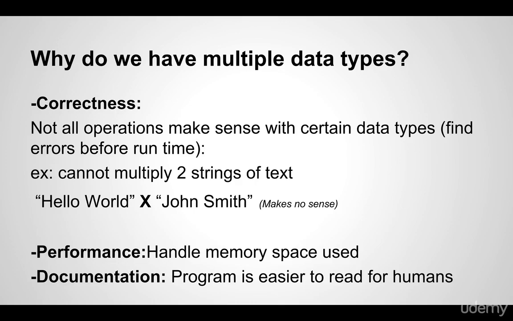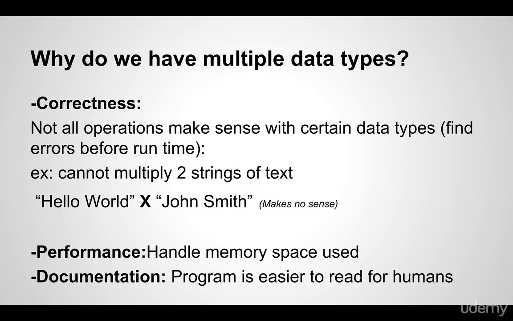Let's say in this example, you cannot multiply two strings of text. It makes no sense if you take the text "hello world" and multiply it by the text "John Smith". You cannot multiply two texts. What exactly are you trying to do with that? And JavaScript would let you do that, and obviously the program would give you an undefined value, or the result would not be what you expect it to be. So that's the first reason.